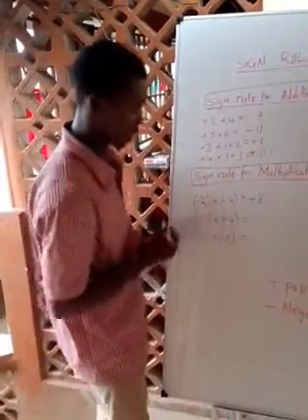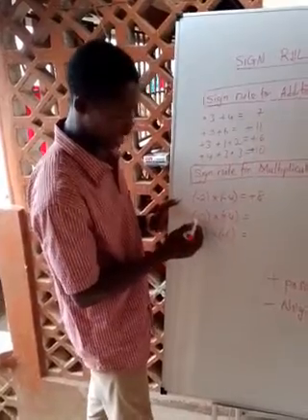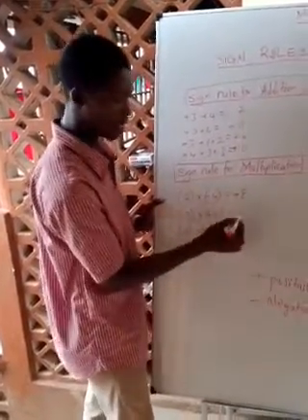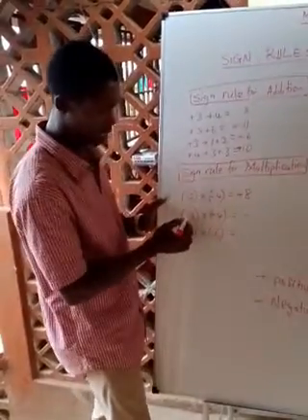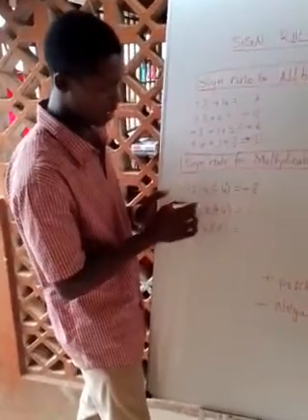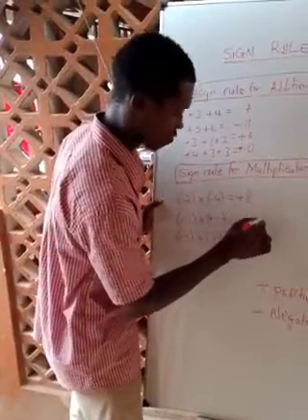We go for the next one. Here, we have minus, we have plus. We say when the signs are different, your answer will be a negative answer. That means minus times plus is minus, and then 3 times 4 is 12.